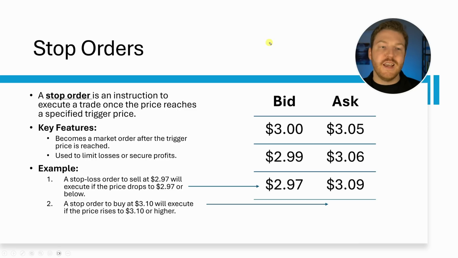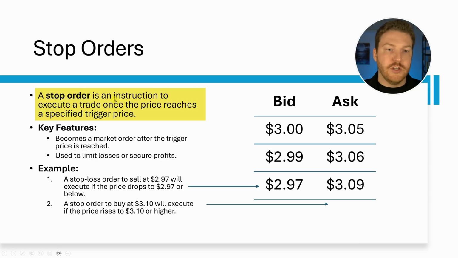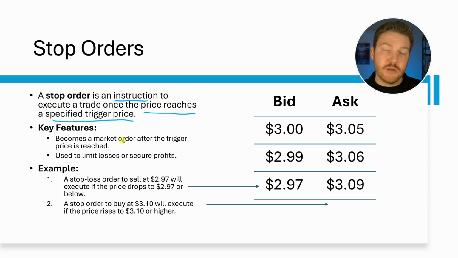And then finally, a stop order is an instruction to execute a trade once the price reaches a specified trigger price. This will usually happen when things are moving adversely towards the order or the position. So the key features are that this becomes a market order after the trigger price is reached, and it's used to limit losses or secure profits. So let's do an example here.